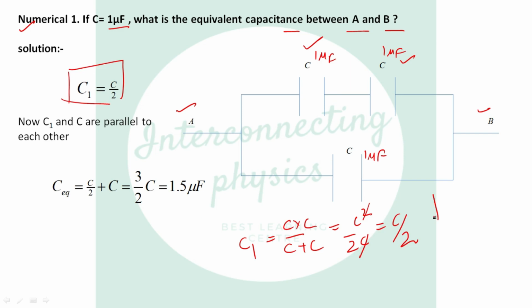Now the equivalent diagram will be this C1, because this has been solved now, and another is this C. Point A, point B. Now these two are in parallel. Okay. So in parallel we just add the capacitances. So C equivalent will be C by 2 plus C. Okay. It's 3C by 2 and the answer is 1.5 microfarad.